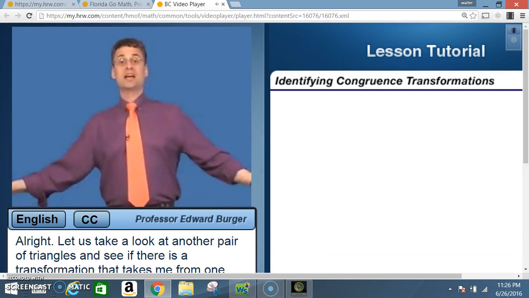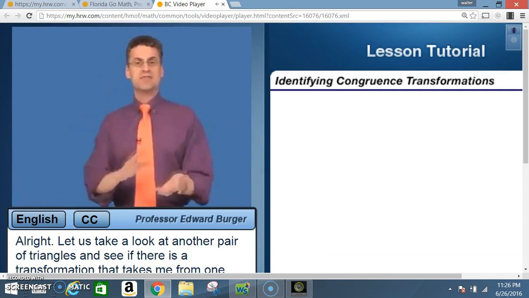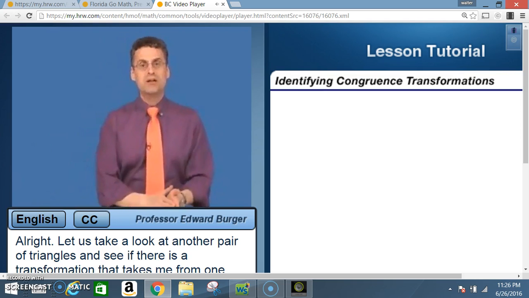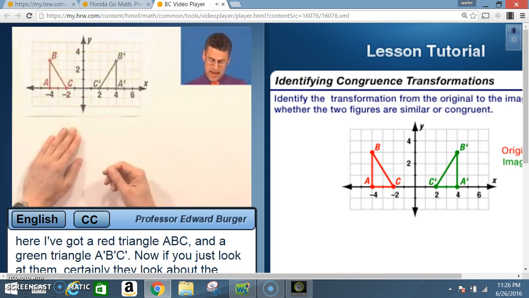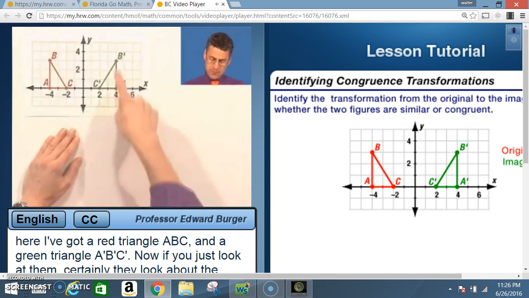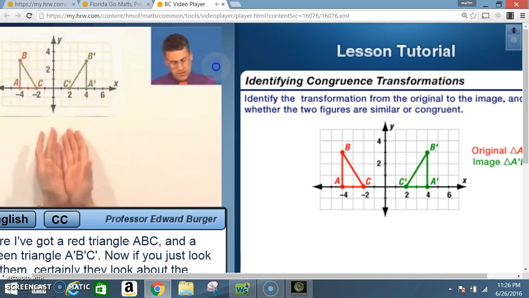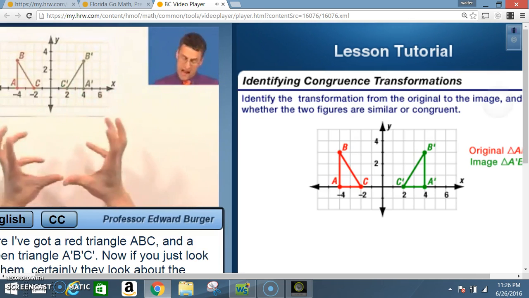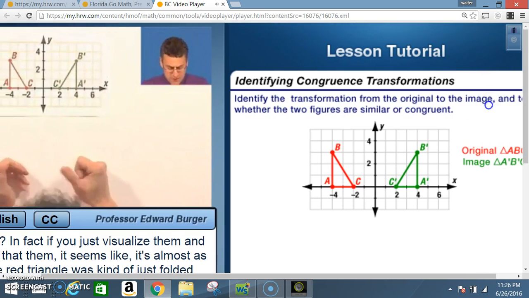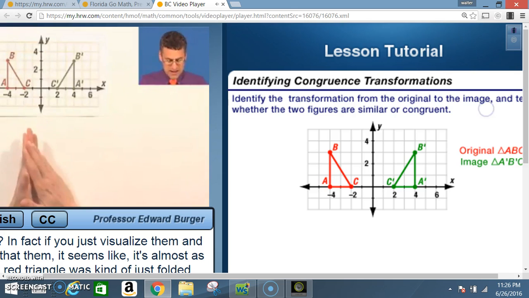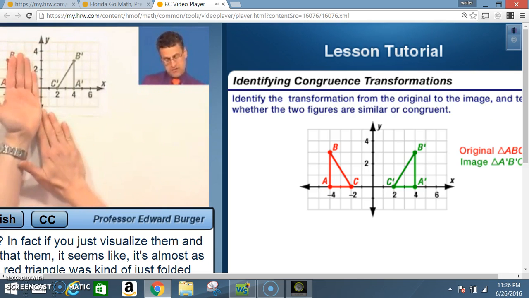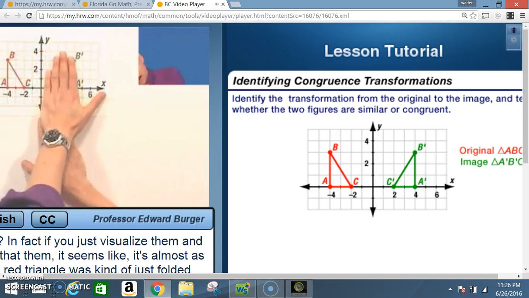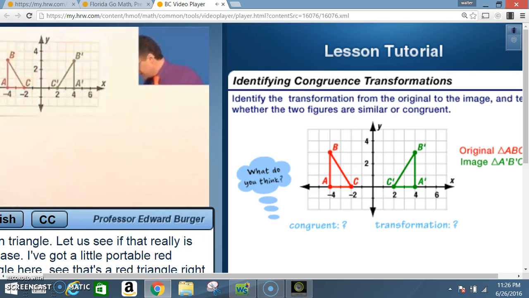All right, let's take a look at another pair of triangles and see if there's a transformation that takes me from one triangle to the other. So here I've got a red triangle, ABC, and a green triangle, A prime, B prime, C prime. Now just look at them. Certainly they look about the same size, don't they? In fact, if you just visualize them, it seems like it's almost as if the red triangle was just folded over onto the green triangle. Let's see if that really is the case.